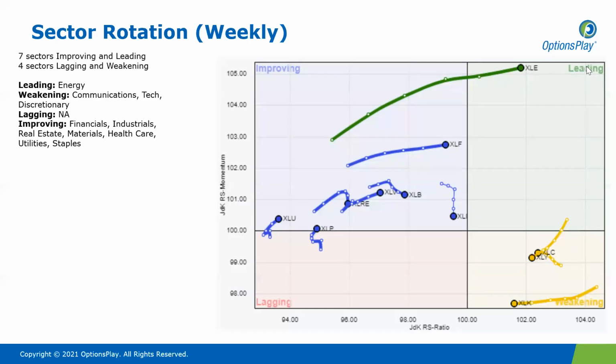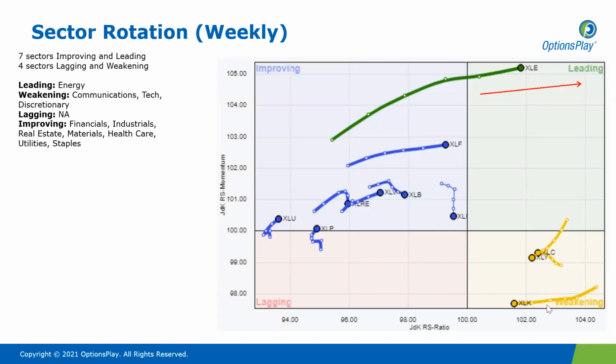Energy very much showing leadership, the only sector in the leading category, showing good relative strength, moving towards the right against the broader markets. And that, again, is just due to the fact that oil is showing significant momentum, and that has a high correlation to the energy sector.